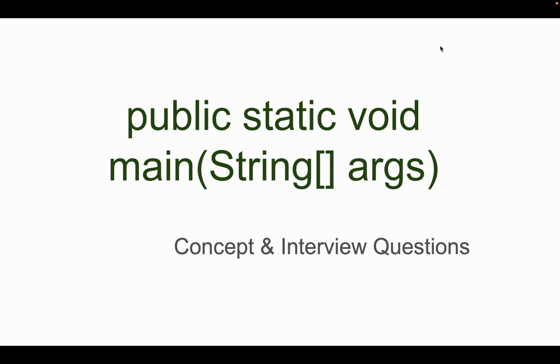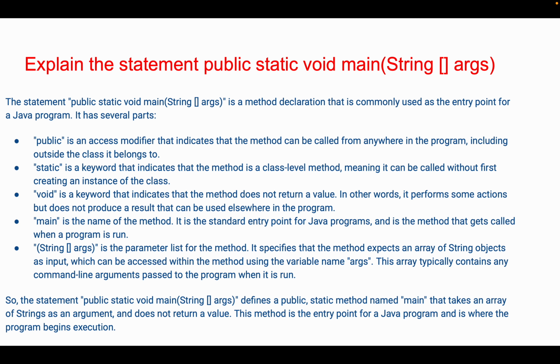In the first video, we will try to understand the main method signature of the Java program, that is public static void main, string array arguments. So let's move to the next slide. So here it is. The first question that might come is: explain the statement itself, that is public static void main string array arguments. To this we can give the explanation: the statement public static void main string array arguments is a method declaration that is commonly used as the entry point for a Java program.